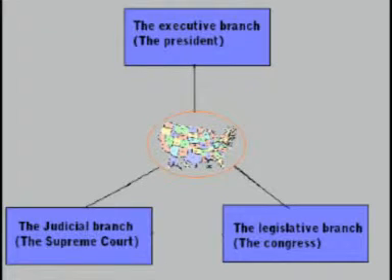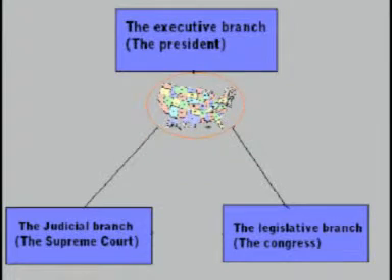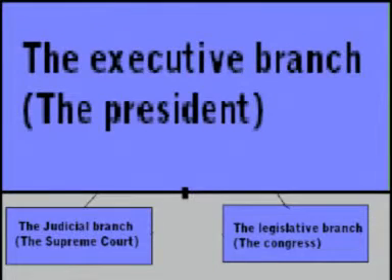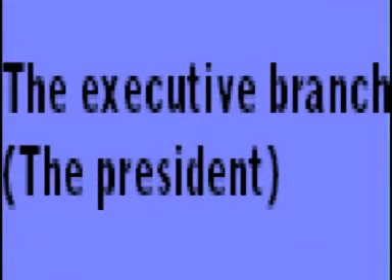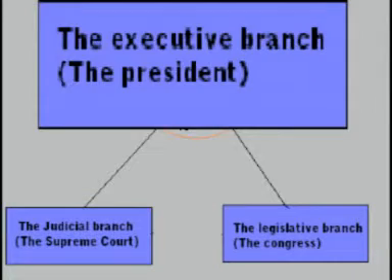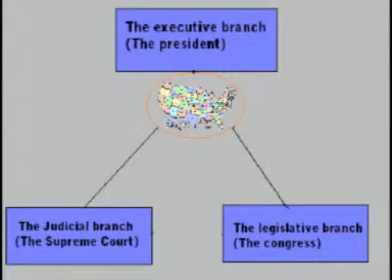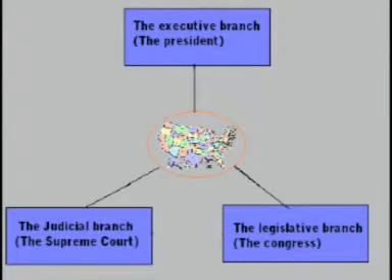But besides the federal power and the state power, the power is also controlled by checks and balances. The power is therefore divided into three branches: the executive branch, the president; the legislative branch, the Congress; and the judicial branch, the Supreme Court. Each of the three branches controls the power of the others. In this way, none of the branches becomes too powerful. This is to make sure that the power is balanced between them.